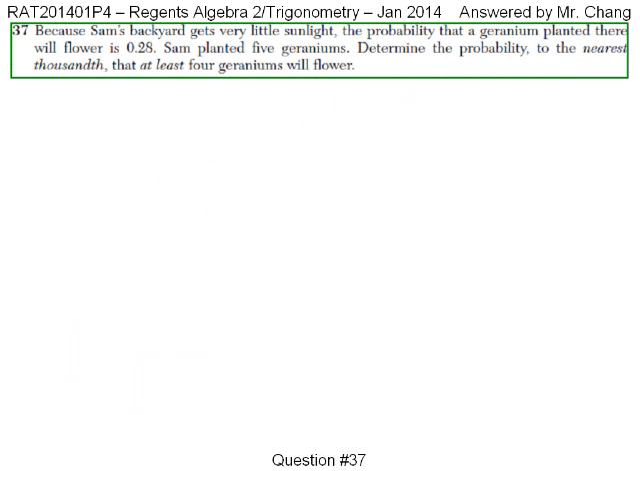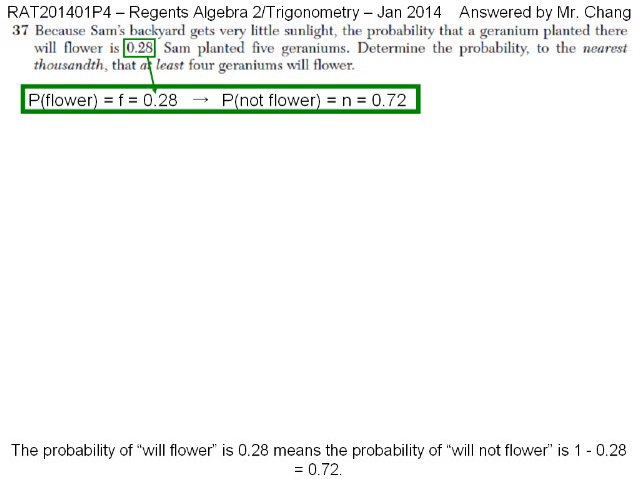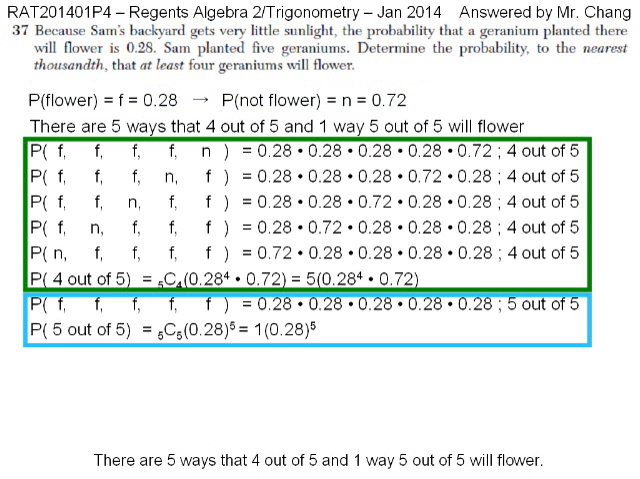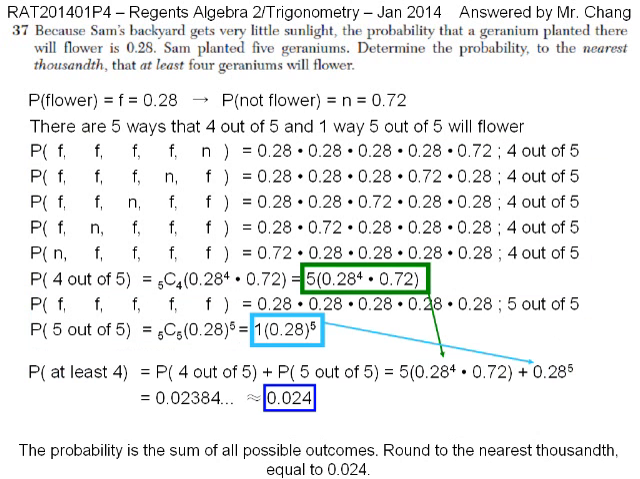Question number 37. The probability of a wayflower is 0.28, which means the probability of not a wayflower is 1 minus 0.28 equal to 0.72. There are 5 ways for 4 out of 5 and 1 way for 5 out of 5 wayflowers. The probability is the sum of all possible outcomes. Round to the nearest thousandth equal to 0.024.